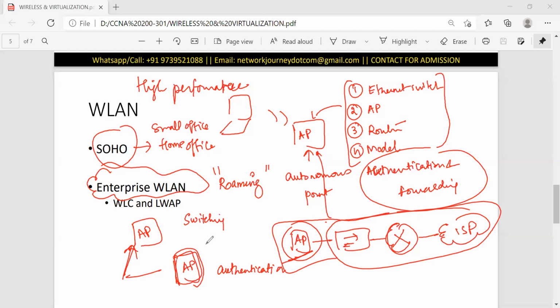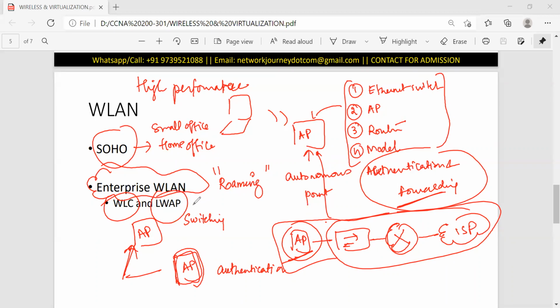So for such a scenario, where you have so many access points and you need the authentication mechanism to be taken care of by some other device, or by one common device, and these access points are only used for forwarding your traffic, that will help you in a very good manner. So in an enterprise, we have a wireless LAN controller and a lightweight access point.